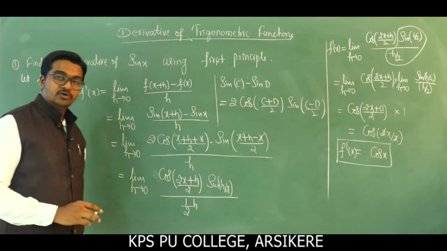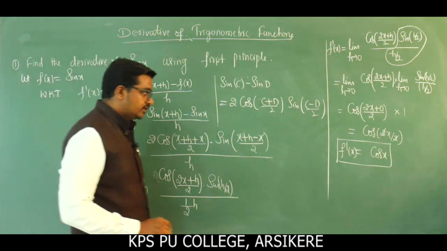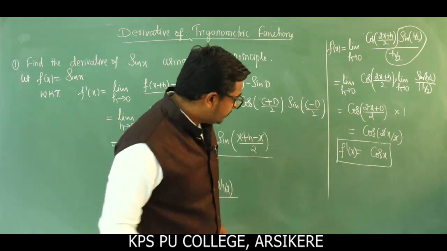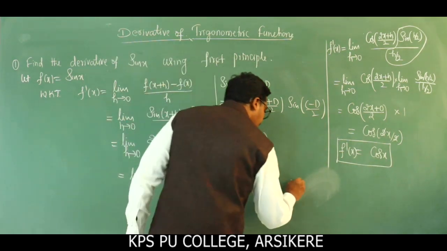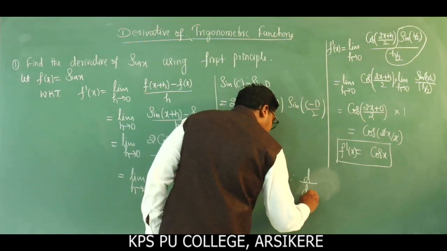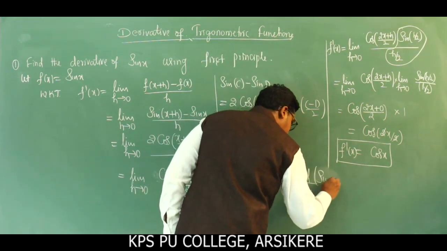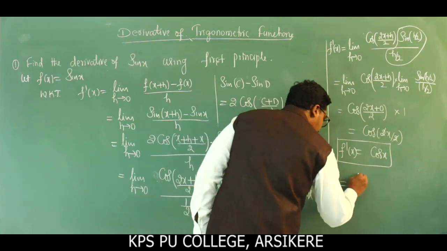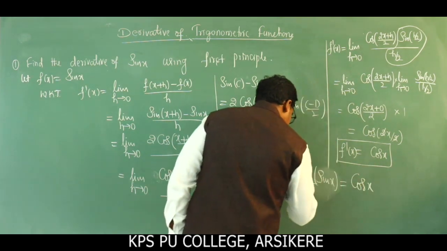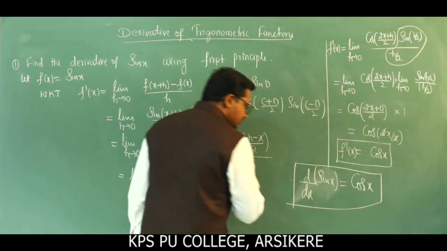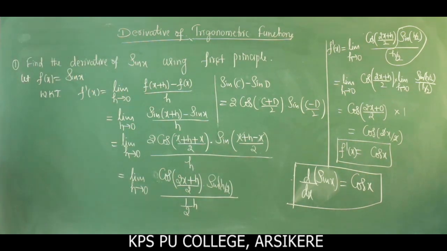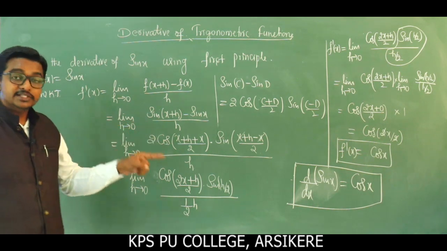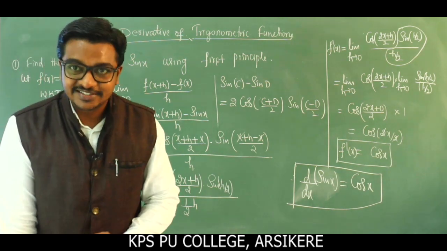f dash of x is equal to cos x. So what is f dash? Derivative of sin x, right? Therefore d by dx of sin x is equal to cos x. This is the thing we should remember. d by dx of sin x is equal to cos x. It means derivative of sin x is cos x.